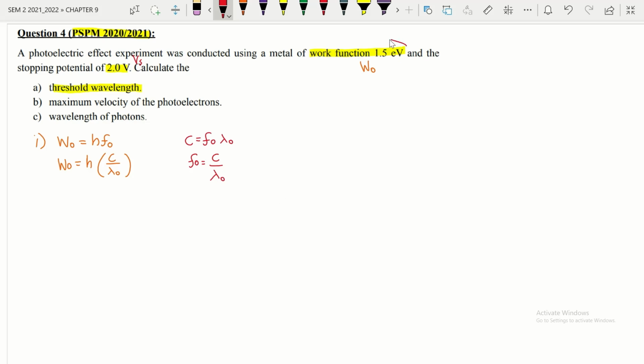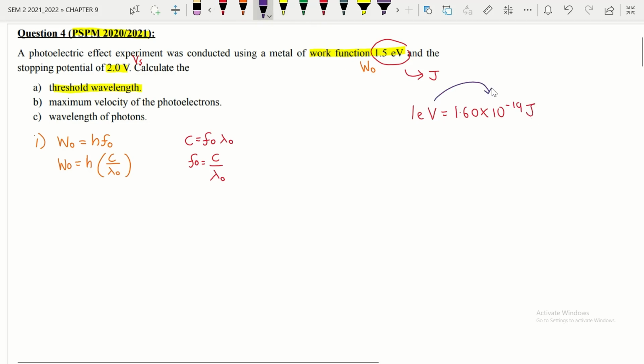So we already know our work function, which is 1.5 electron volt, but remember, must change it to joule. And we know, sorry, 1 electron volt equals 1.6 times 10 to the power of negative 19 joule. So from electron volt to joule, kita kena darab, and from joule to electron volt, kita kena bahagi. So now kita nak convert dia from electron volt to joule. Jadi kita kena darab dia.